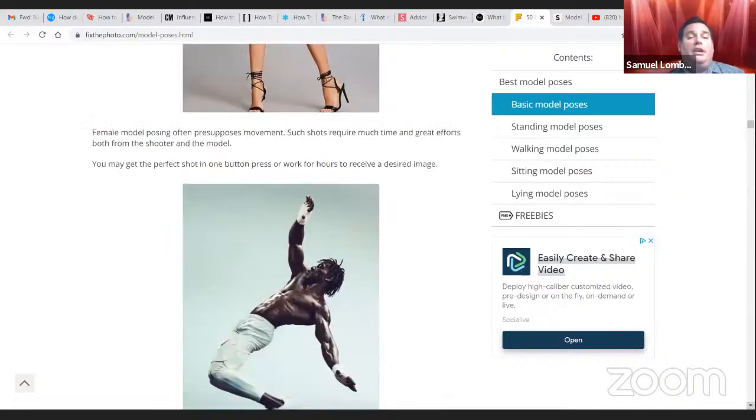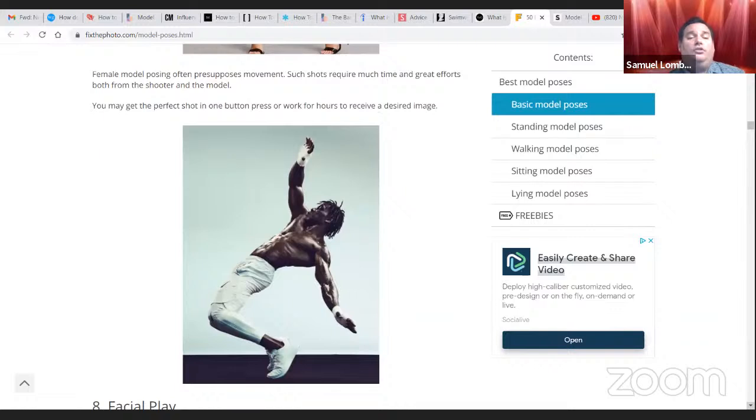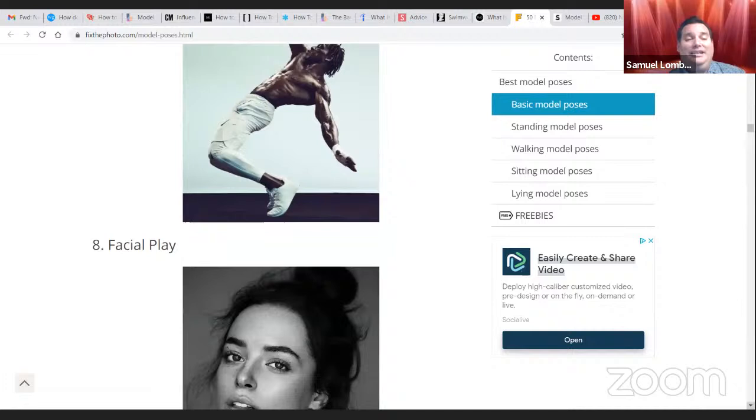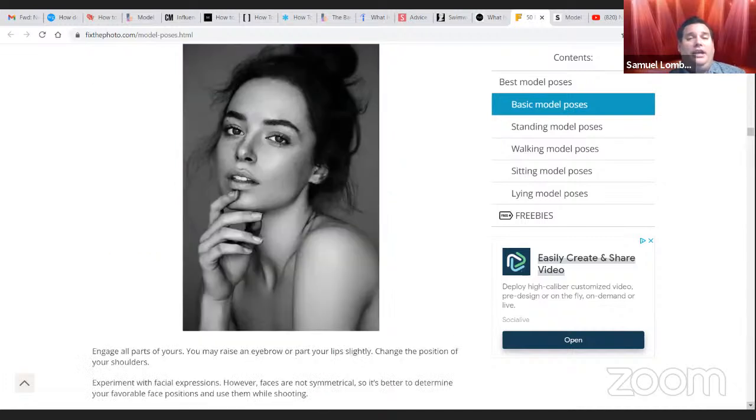Here's one with a gentleman where it looks like he could be falling back. You may get the perfect shot in one button press, or it may take hours to receive a desired image. And then you have the facial play. The facial play is basically like your hand over your chin, your hair is done up in any specific way. Maybe it might be balled up in a bun or wrapped up or whatever the case may be. But this is the kind of what you would see.